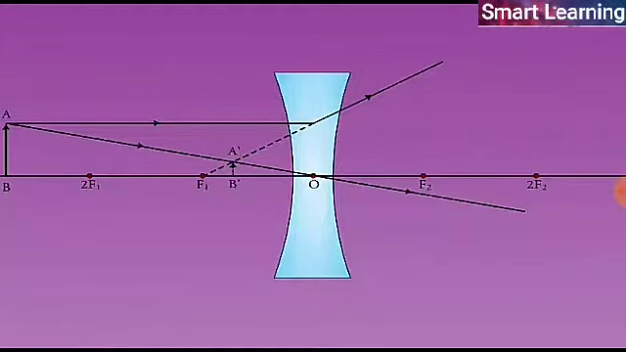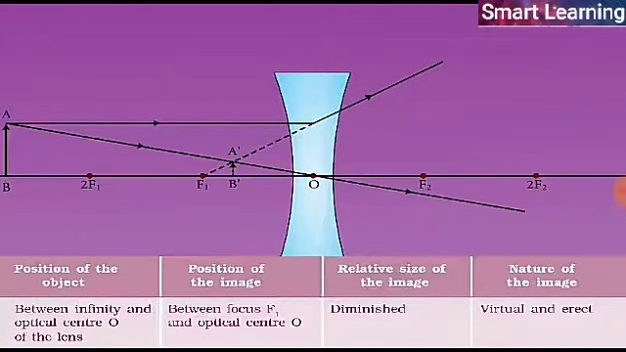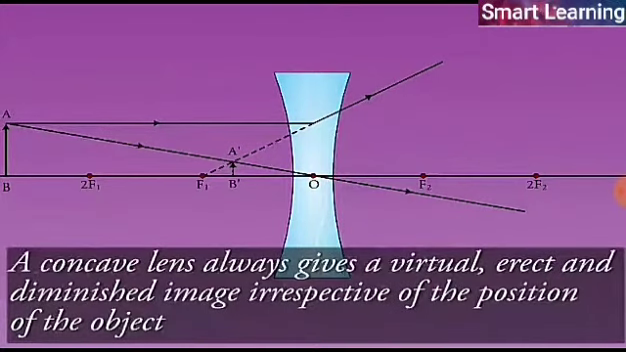Hence we conclude that when an object is held anywhere between optical center of the concave lens and infinity, the image formed is 1. Between optical center and the principal focus located on the same side of the lens as the object, 2. Virtual and erect, and 3. Smaller in size than the object. Very important to remember that a concave lens always gives a virtual, erect, diminished image irrespective of the position.